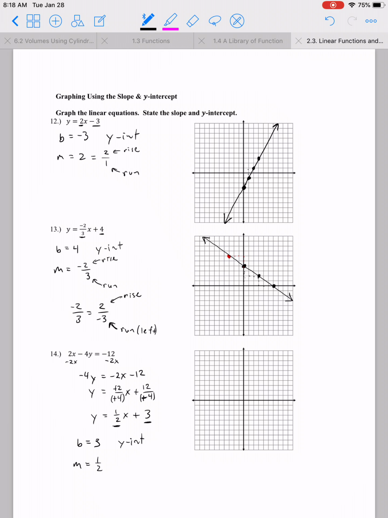So we'll go to 0, 3. There's our y-intercept. We'll do a rise of 1 and a run of 2. So rise 1, run 2, just like that. Get a couple points in there, draw in your straight line. Okay? So there are those ones.